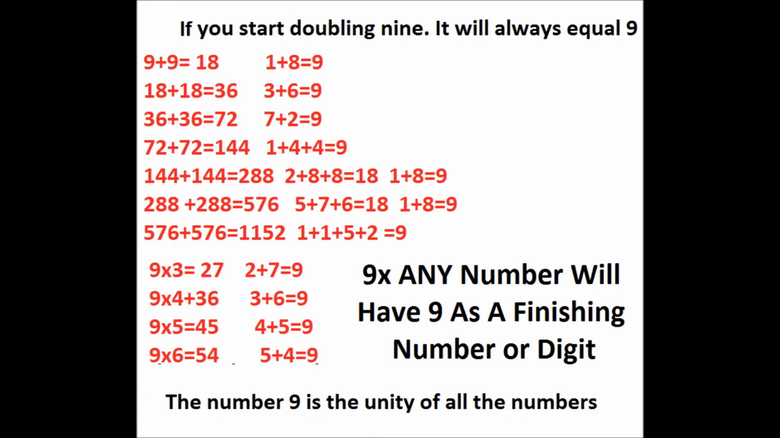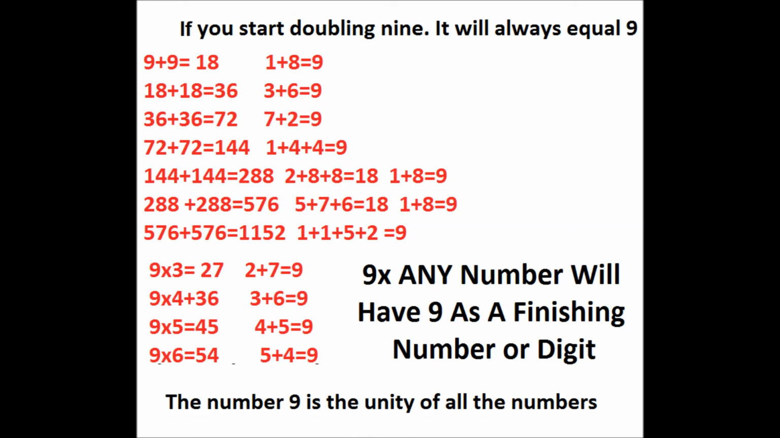Down at 36 plus 36, which is also a multiple of 9, you get 72. When you add the 7 and the 2 together, it equals 9. We'll drop down to the big one down here at 576 plus 576, which equals 1152. And you add the 1, the 1, the 5, and the 2, and it still equals 9.